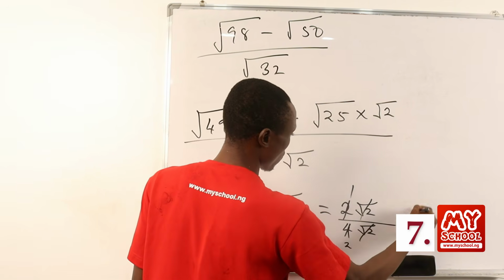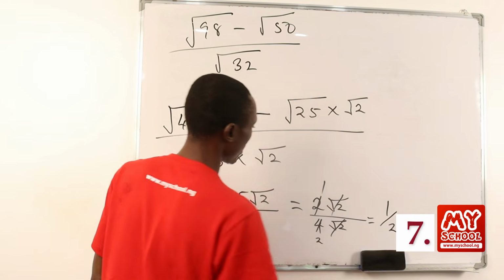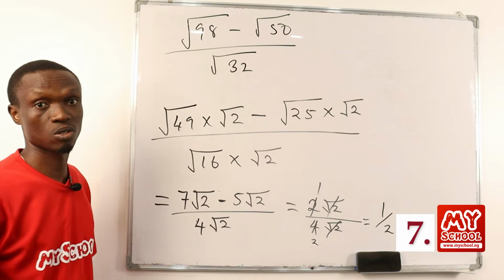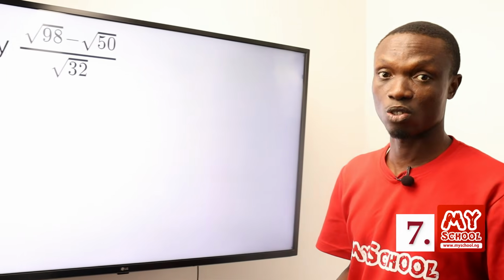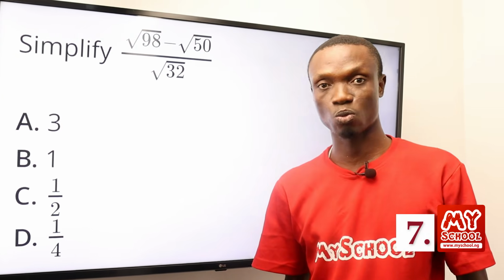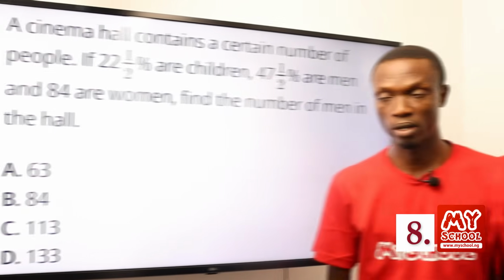So at the end of the day, we'll have 1 over 2. Okay, so let's return back to the screen to pick the correct option for this question, and that is option C, 1 over 2.